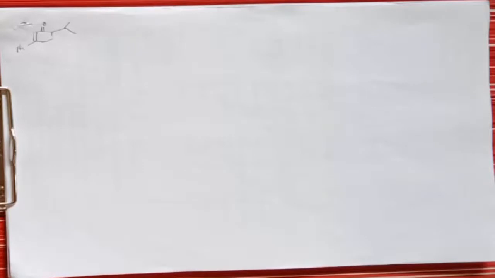From the last few lectures we have been talking about two-group disconnection, and in that we already discussed beta-hydroxycarbonyl compounds, alpha-beta unsaturated carbonyl compounds, the 1,3 dicarbonyl pattern and the 1,5 dicarbonyl pattern. So let us see some examples of this two-group disconnection.